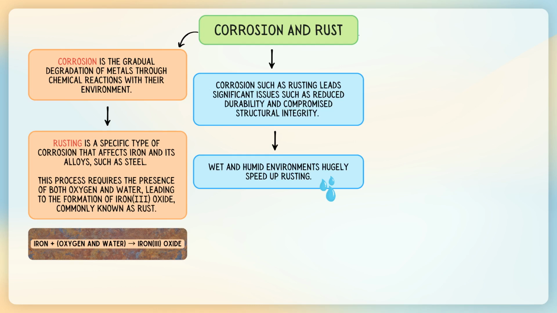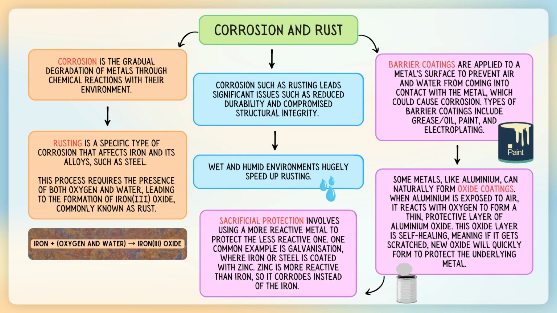Finally, we outlined methods to protect iron and its alloys from rust, such as barrier coatings, oxide coatings, and sacrificial protection. By understanding these key points, we recognize the importance of preventing or slowing corrosion to ensure the longevity and safety of metal objects and structures. This lesson has provided us with a clearer understanding of how and why corrosion occurs, its specific impact on iron, and the broader implications for material maintenance and safety.